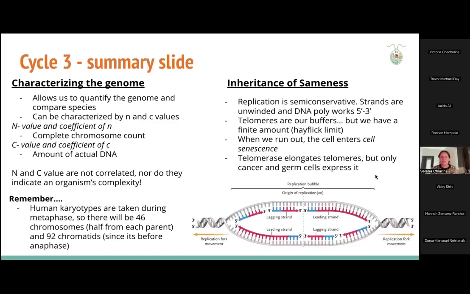Okay, so this is just a quick summary slide of everything we're going to be going through. I find it really good when you're studying to condense everything onto one page, but I'm going to break this all down: NNC value, karyotypes, and then DNA replication. So next slide, please.